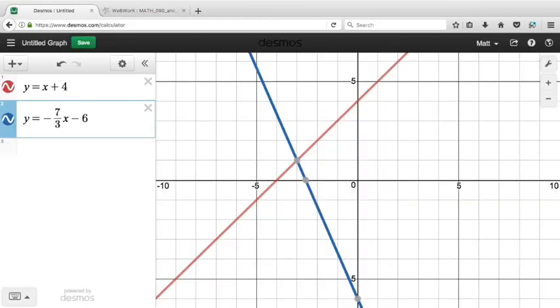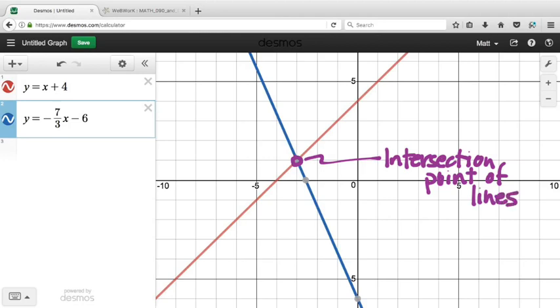So if I graph each of these two equations on the same set of coordinate axes, y equals x plus 4, that's the red line here, y equals negative 7/3 x minus 6 is the blue line, what I find out is that there actually is a point on this graph right here where these two lines intersect. And that point is going to be the point at which we find a value of x and a value of y that satisfy both equations. Any point which resides on both graphs is going to satisfy both equations. And so when we're solving a system of two equations, what we're doing is finding the intersection point of these two lines.